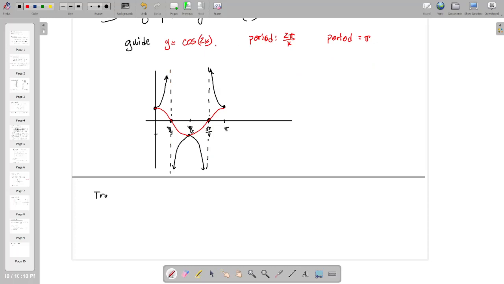All right, go ahead and try one on the accompanying worksheet. Graph cosecant 1/2 x.